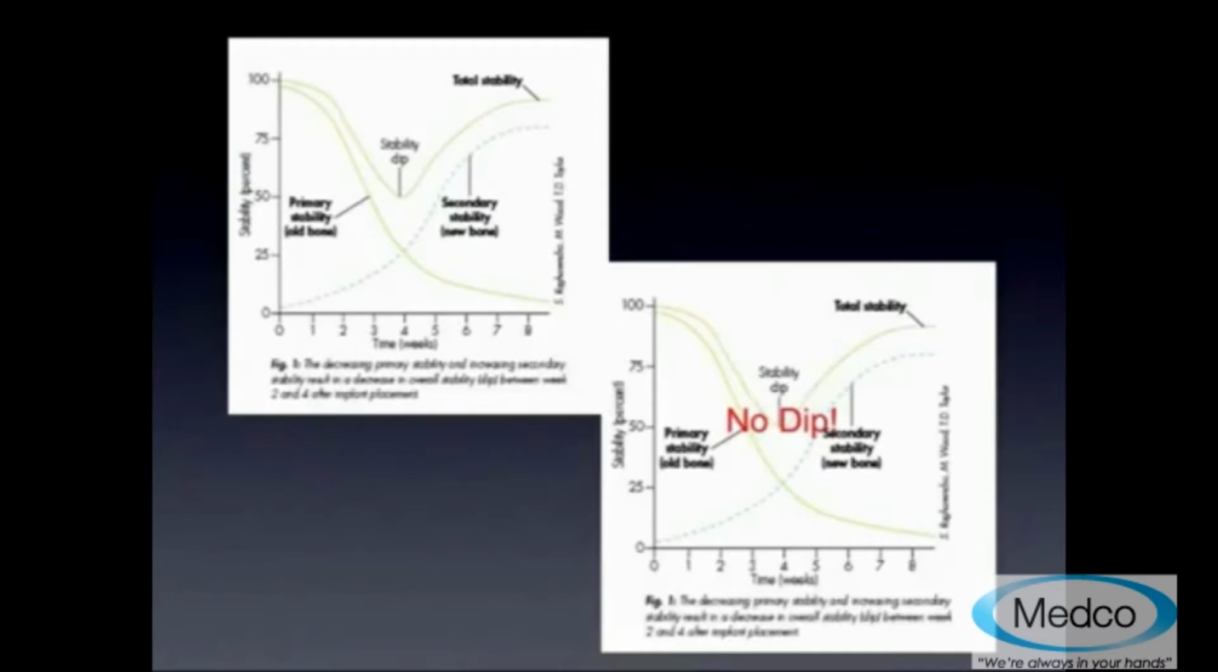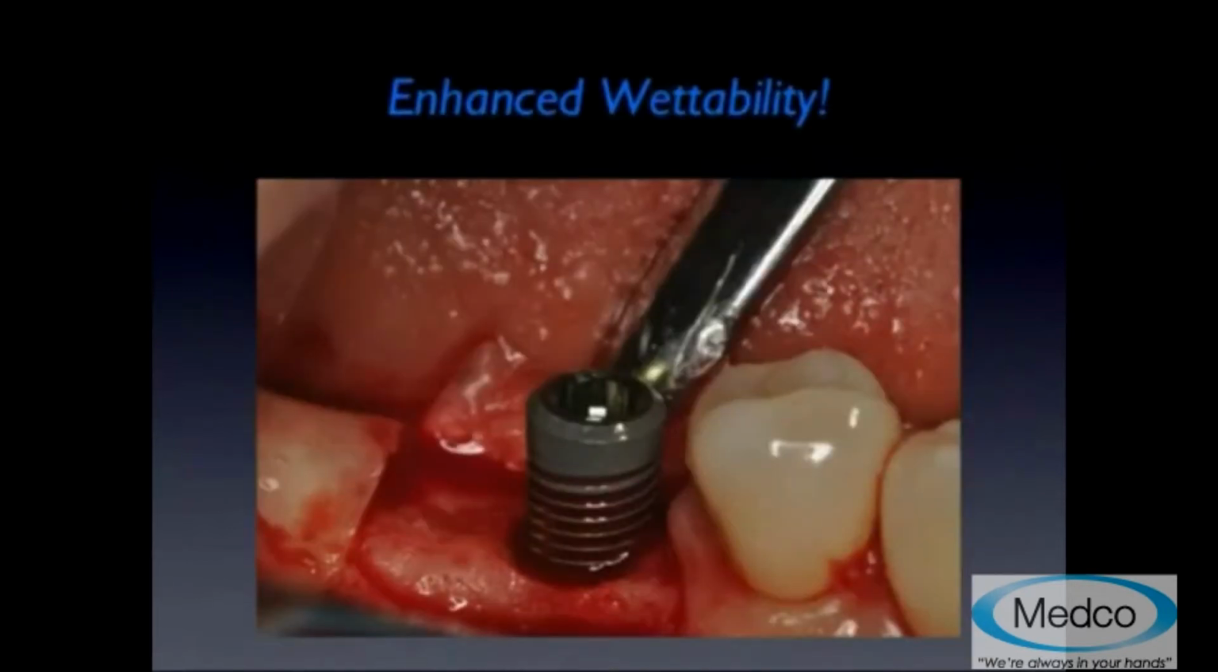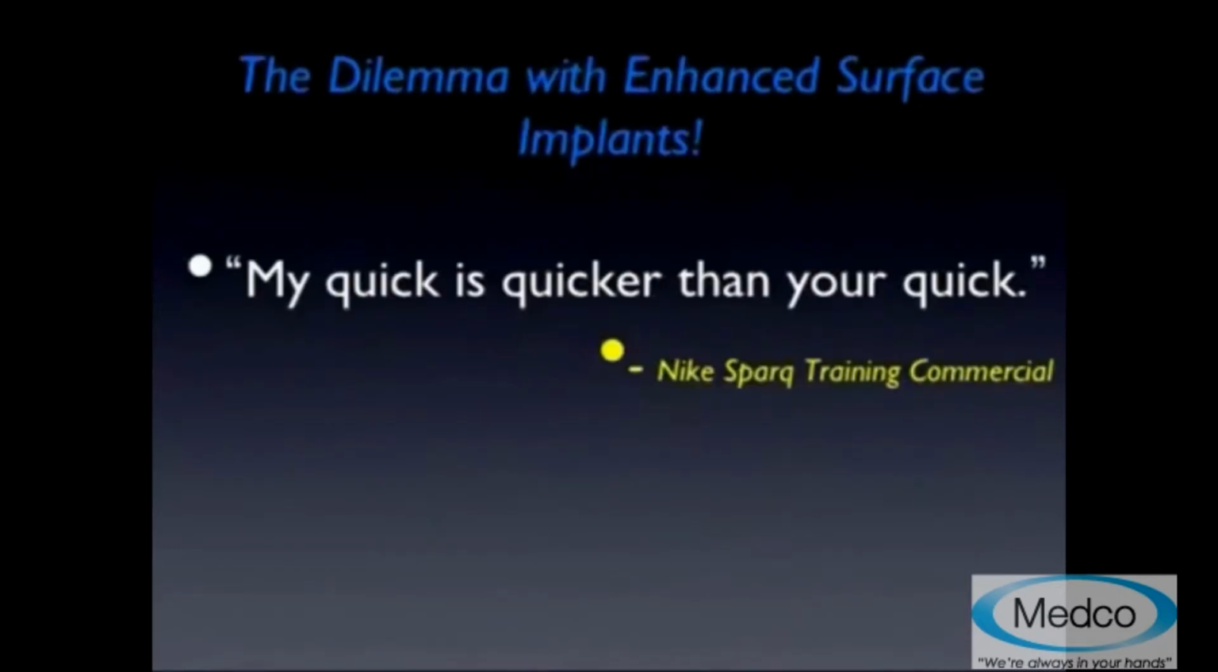With more recent evidence in animal data, we're seeing with some of these surfaces, such as the electrowetted, that maybe no dip exists, at least on a histologic level with animals. And that relates to the wettability of these surfaces because of how clean they are and the ability to grab the clot and have more distant and contact osseointegration occur at a faster rate. Enhanced wettability. We're getting to the point where implant companies are kind of like Nike versus Reebok, saying my quick is quicker than your quick. And how quick is quick?